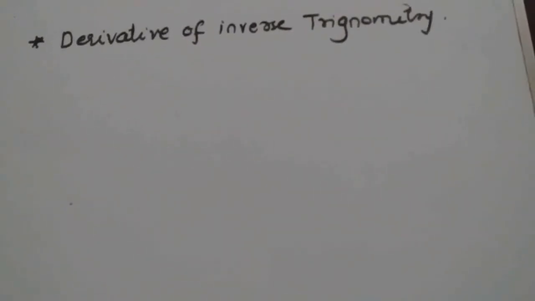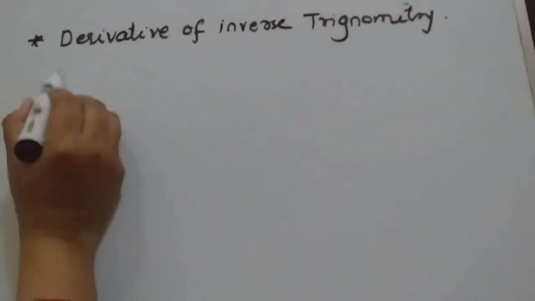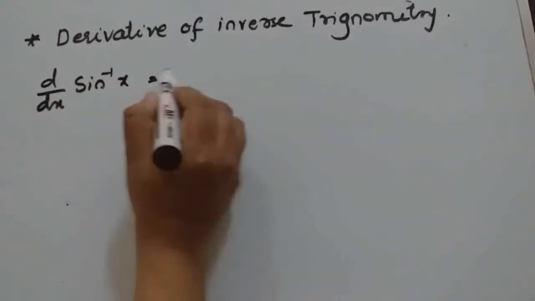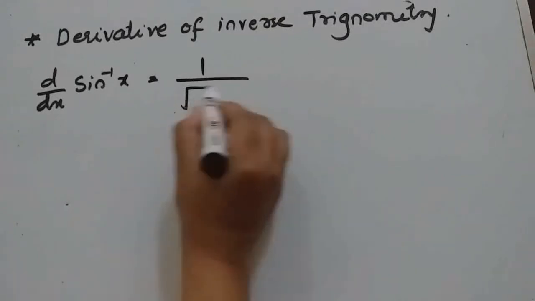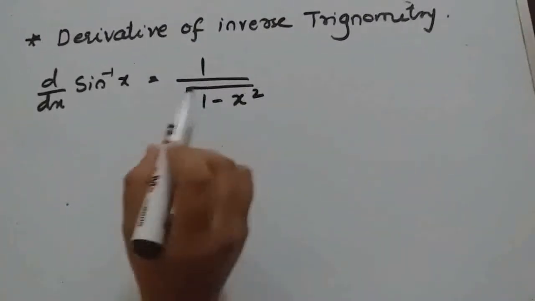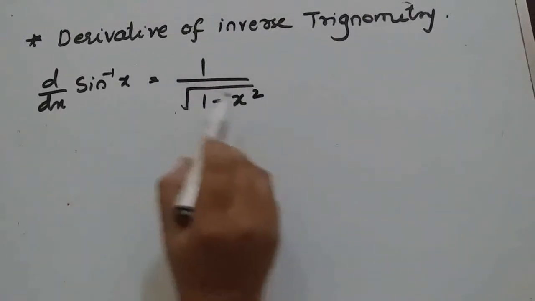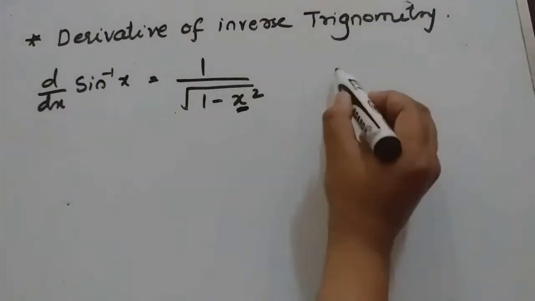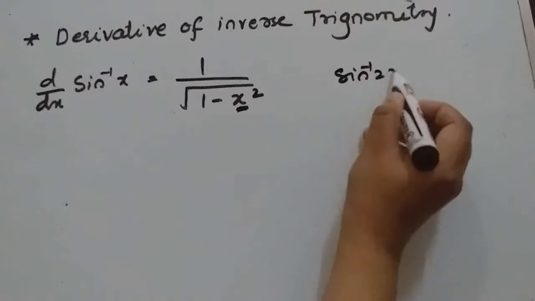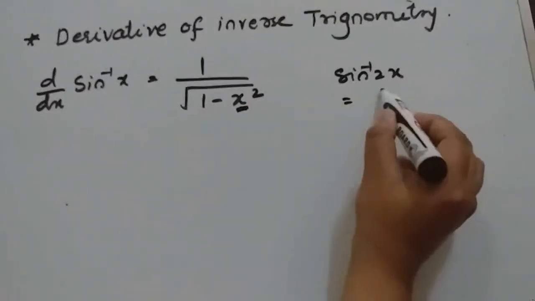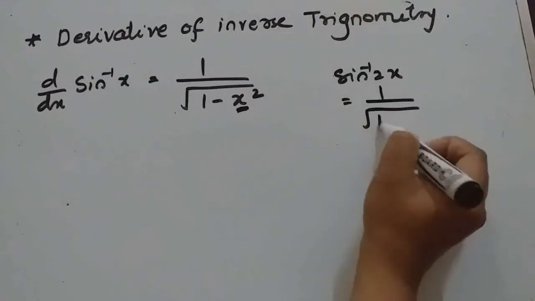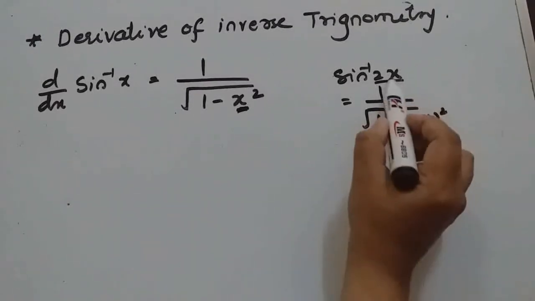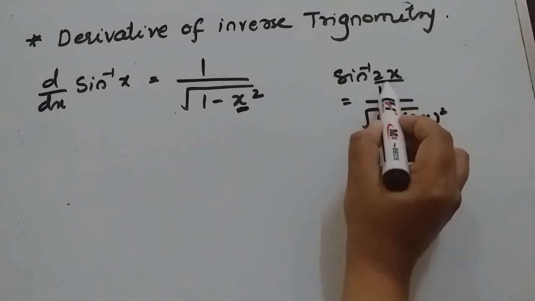Derivative of inverse trigonometry. Here, the derivative of sine inverse x will be 1 by root of 1 minus x square. Whatever the angle is, it is square root of 1 minus angle square. Suppose sine inverse 2x. That time you should use the same formula. 1 minus angle, what is the angle? 2x, so 2x square. But this will become a composite function, isn't it?